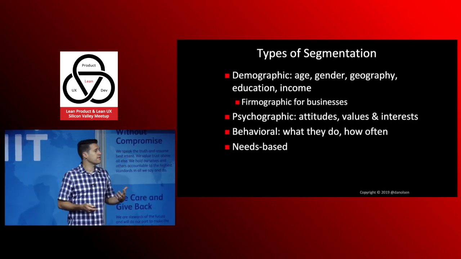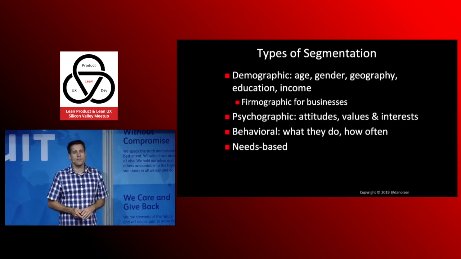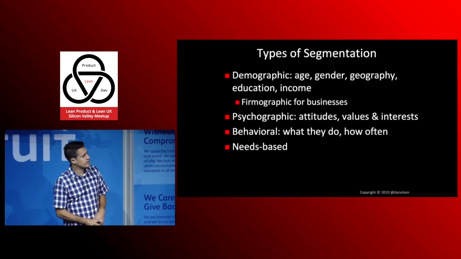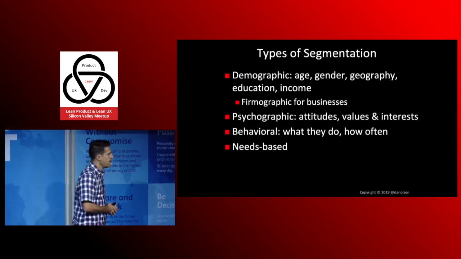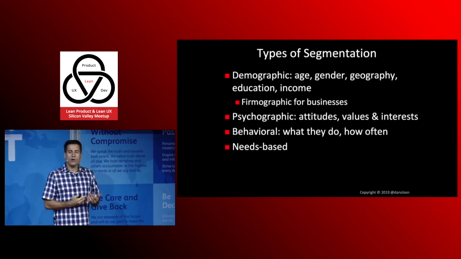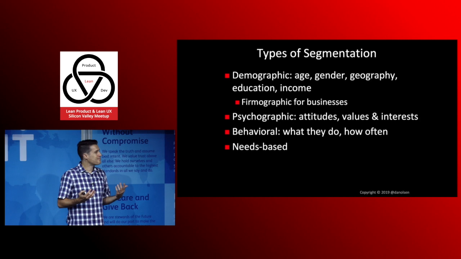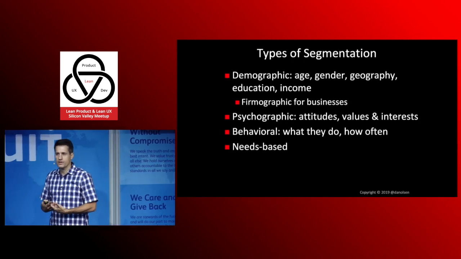The first and most obvious, and the one that most people jump to right away, is demographic. Oh, our product's for women in their 30s. Our product's for retirees. Our product's for college kids, right? Those would be demographic descriptions. And the pro of it is it's easy to get your head around and understand. The con is it probably is the least related to the underlying causality of what's going on, right?